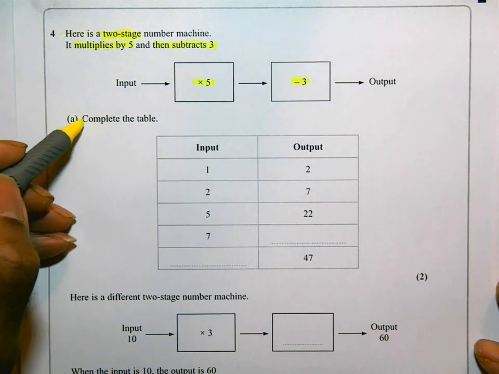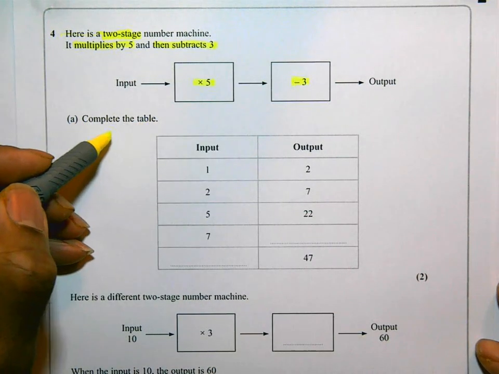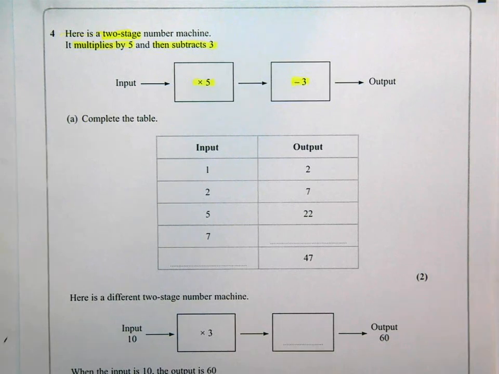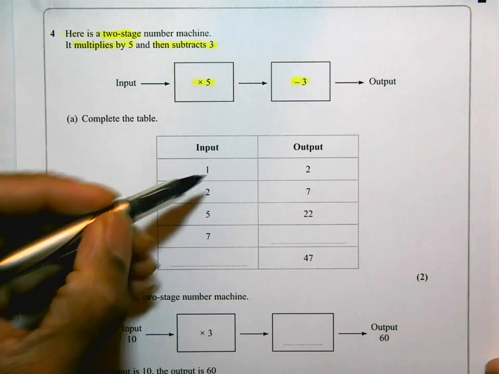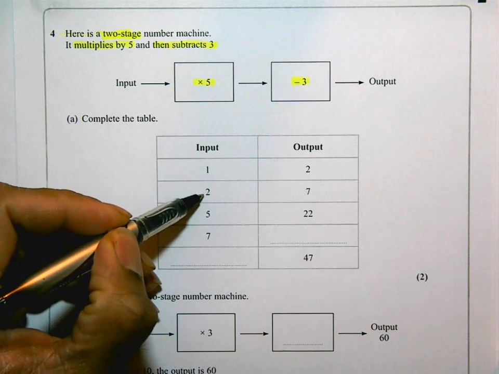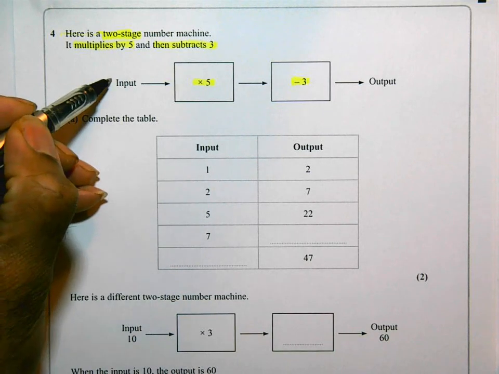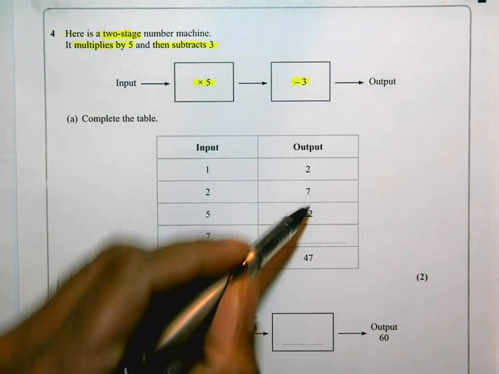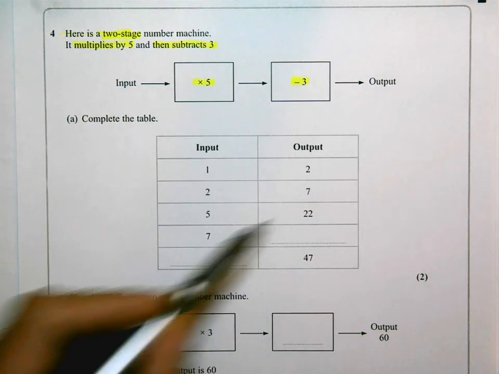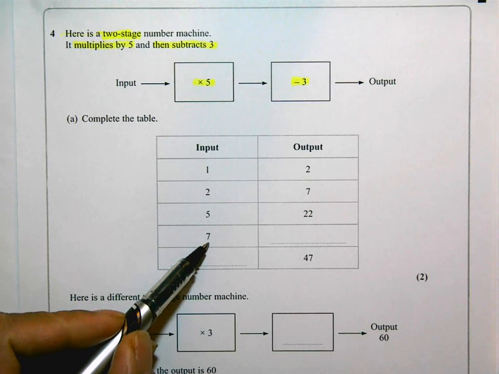And the question says, complete the table. So this is the input, what goes into the first number box, and the output is what comes out. So if, for example, I put 2 in, so 2 times 5 is 10, 10 take away 3 is 7, and that was the output. And they want me to work that out for 7, if I put 7 in.